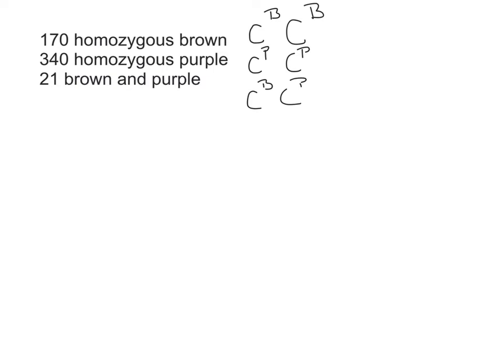Alright, so before we get started, let's figure out the total number of alleles in our population. To do that, we're going to add up all of these individuals. So we have 531 individuals in our population. Each individual has 2 alleles, so we're going to multiply that by 2, and we're going to get 1,062 alleles. So I'm going to write that over here.